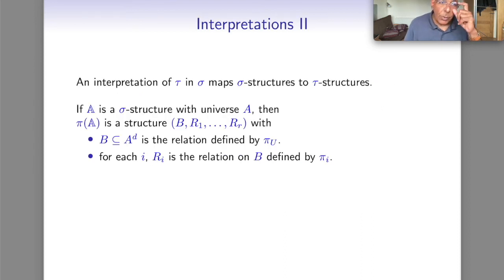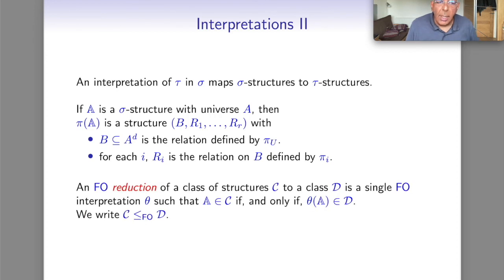Okay, so this is what it says. If A is a sigma structure with universe A, then pi of A is a structure consisting of those d-tuples which satisfy pi u. And for each i, we get a relation of arity n i on B, defined by the formula pi i. This is really just taking the idea of first order formulas as not just defining a single relation, but defining a function from structures to structures.